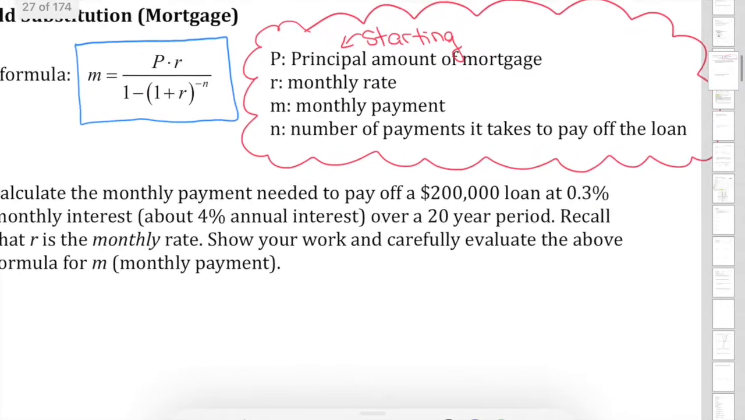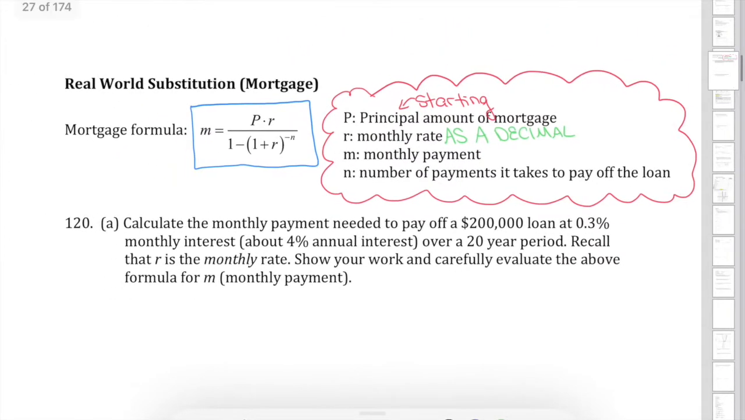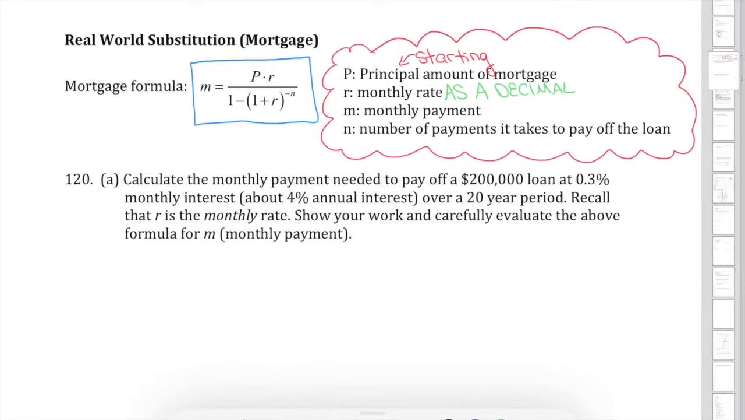But monthly rate needs to be put in your formula as a decimal. So an interest rate is going to be given as a percent, but you don't plug in your percentage. You always plug given percents into problems or into formulas as decimals. So we just went over how to convert them, and we'll work with that once we get there as well. Okay, M stands for your monthly payment. Notice M is the thing that we are solving for. It's all by itself on the left side of the formula. We're going to plug into the right side to figure out what the monthly payment is.